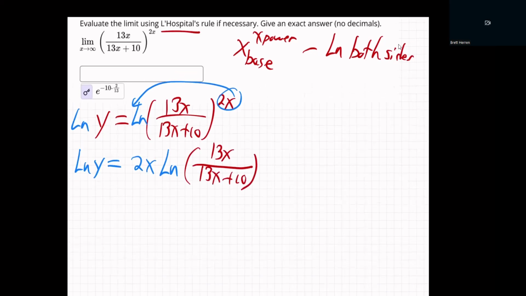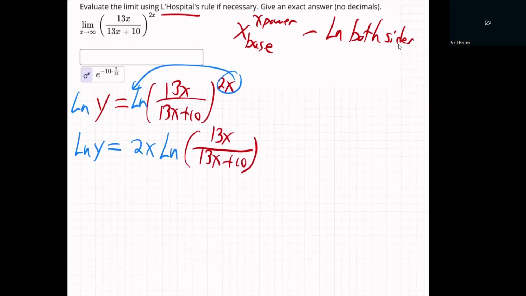Now, having done that, now we're ready to take the limit. The limit's not in front yet, so I'm going to take the limit of this as x goes to infinity. Okay, well, what I'm going to want to do, if I plug it in right now, let me just show you. If I plug in infinity right here, and infinity right there, what's going to happen?